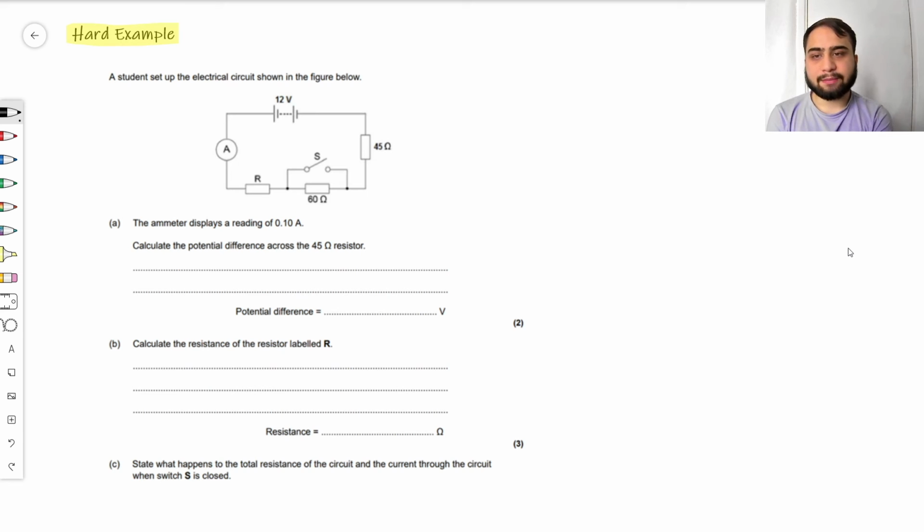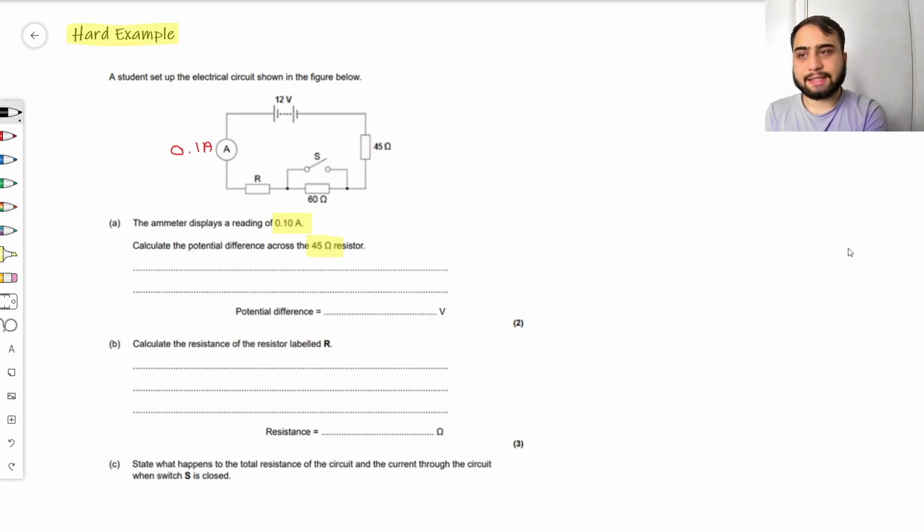Okay, the ammeter displays a reading of 0.1 amps. So as always, let's label that on our diagram just to make it easier to follow our train of thought. 0.1 amps. Calculate the potential difference across the 45 ohm resistor. So that's this one over here.